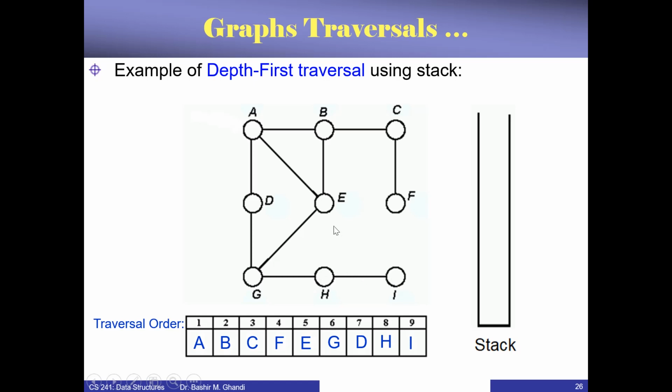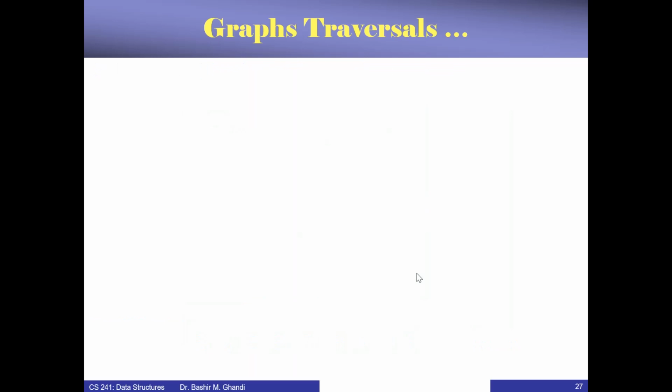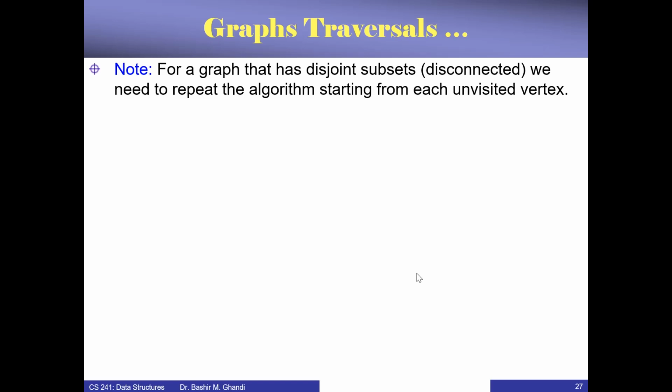Okay, so actually it's easy to do this traversal mentally. Just follow the elements alphabetically. A to B, B to C, C to F, backtrack, go to E, go to G, go to D, backtrack, go to H, go to I. Okay, I'll show you two more examples in the next slide to emphasize this mental way of doing it.